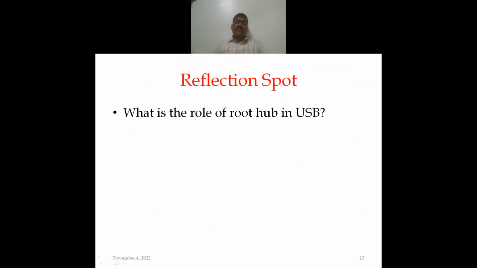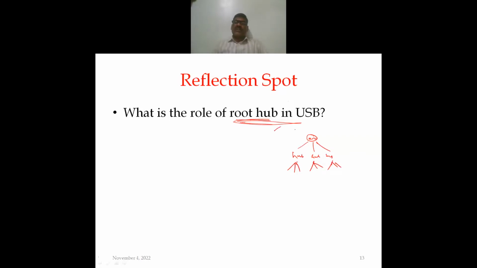Fine. So now this is a reflection spot. What is the role of the root hub in the USB? Anyone? What is the role of the root hub in the USB? Because in USB we have seen that this is a root hub, and it is connected to the hubs, and to these hubs multiple IO devices are connected.